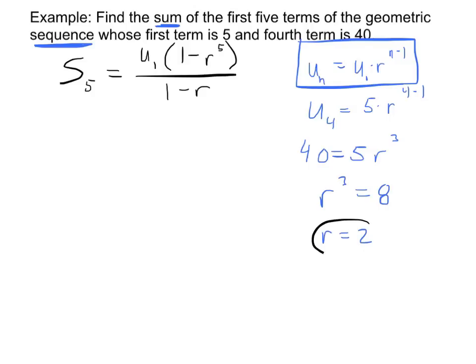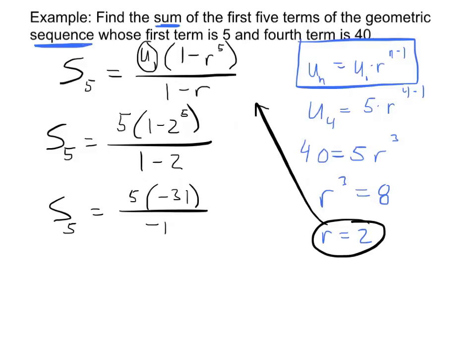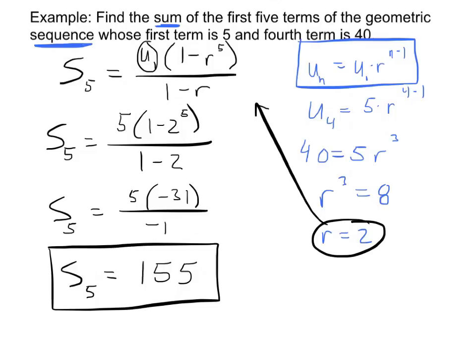Now that we have that, we can put that back into our summation formula. The sum of the first 5 terms will be 5, that's the first term, times 1 minus 2 to the 5th, all over 1 minus the common ratio of 2. So that's 5 times negative 31 over negative 1. The sum of the first 5 terms looks like it's going to be 155. And there it is. Very straightforward. If you've got the things, you plug them into the formula and you're good.